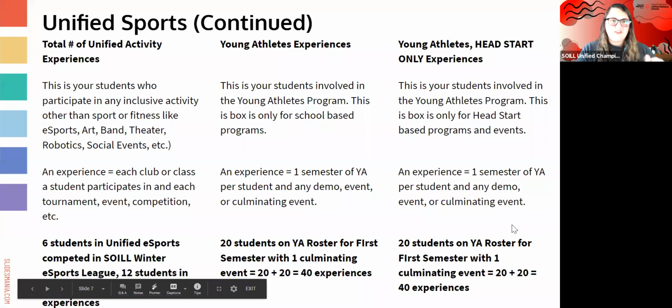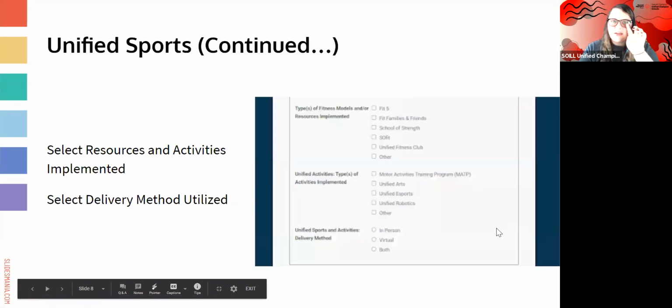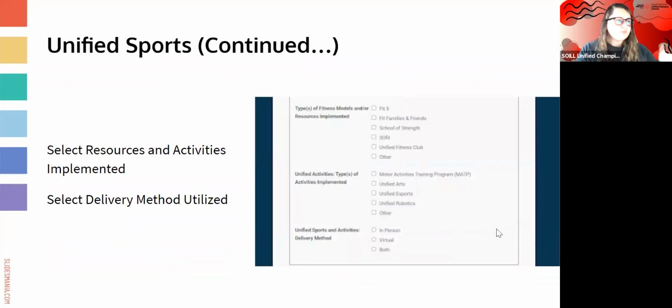So let's move on to the next portion. This is where it gets more into the nitty gritty of what you are doing. On our form, they're going to ask you what fitness models and or resources have been implemented. Are you using the Fit 5, the Fit Families and Friends, School of Strength, SoFit, or the Unified Fitness Club, or other? Other would be like, we're not really doing this, so you can leave it blank. You don't have to select anything. If you are participating in our virtual Unified Fitness, that counts as a Unified Fitness Club, so you're going to select that button.